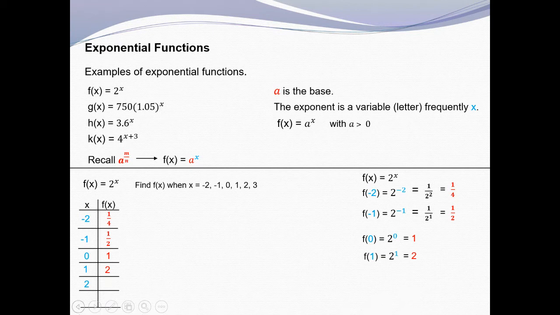Now let's evaluate f of 2. f of 2 will be 2 squared, and 2 squared is equal to 4. So when x is 2, y is 4. And lastly, when x equals 3, we're going to evaluate f of 3 equals 2 to the third power. 2 to the third power is equal to 8.